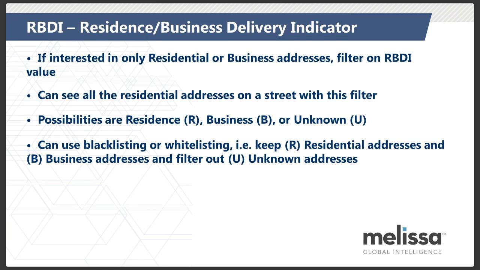RBDI, Residence/Business Delivery Indicator. If interested in only residential or business addresses, you can filter on the RBDI value. For example, you can see all the residential addresses on a street, or filter out only business addresses and don't allow unknown or residential ones. The possibilities are residence R, business B, or unknown U.